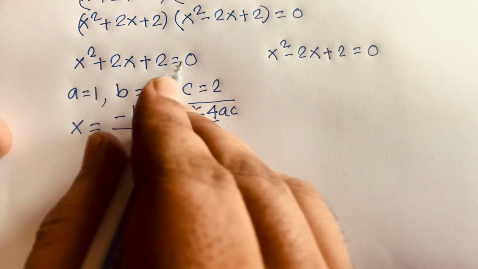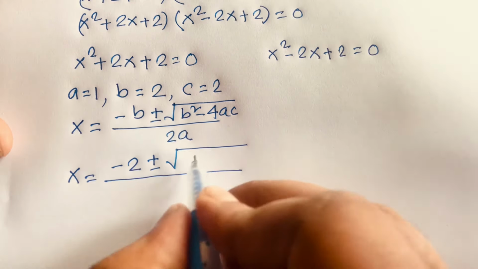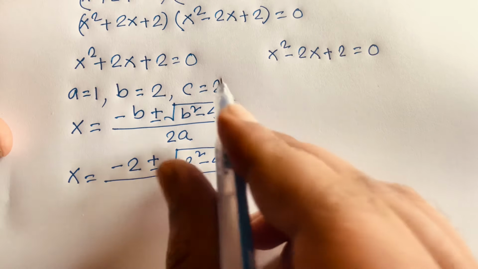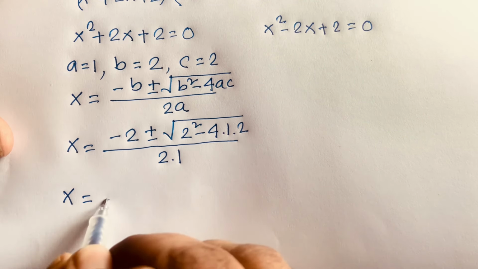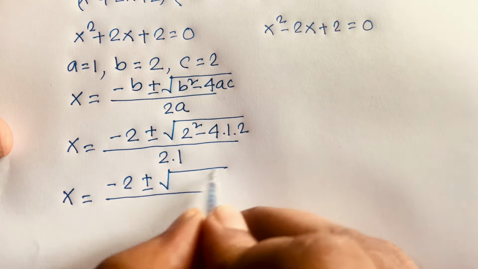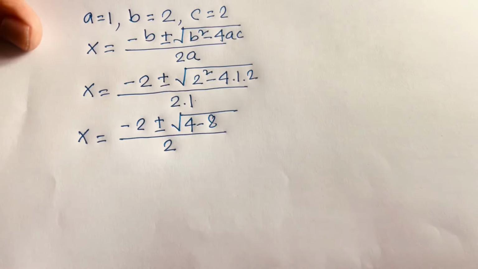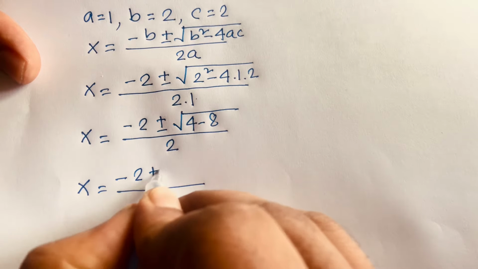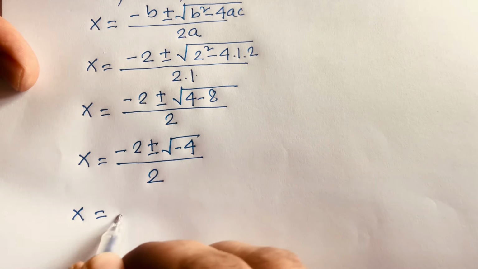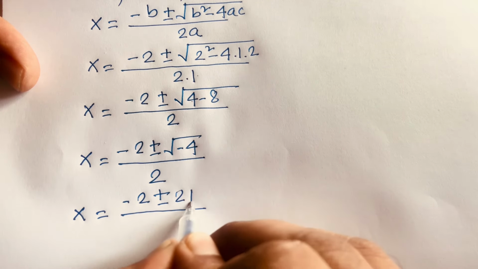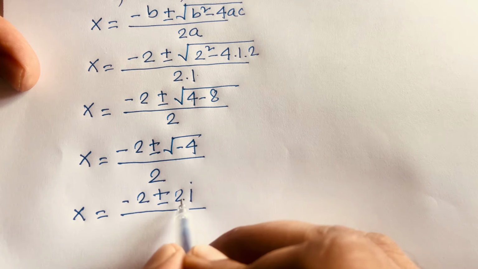According to this rule, x is equal to minus b, b is 2, so minus 2 plus minus square root of b square, 2 square, minus 4 times a is 1 and c is 2, over 2a, a is 1. Now x is equal to minus 2 plus minus square root of 4 minus 8 over 2 times 1, which is 2. Then x is equal to minus 2 plus minus square root of minus 4 over 2. Then x is equal to minus 2 plus minus 2i, because the square root of minus 1 is i, and the square root of 4 is 2, over 2.